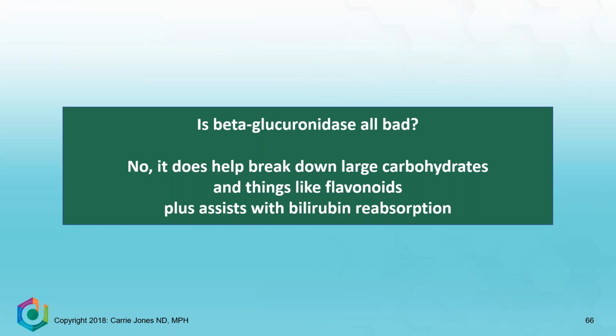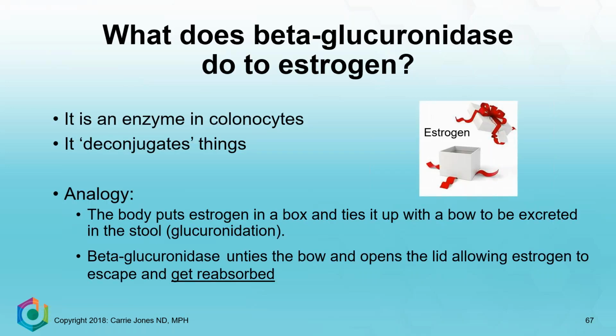So don't think that beta-glucuronidase is all bad. It helps us break down large carbohydrates. It helps us to reabsorb our flavonoids, and it assists with bilirubin reabsorption. So we need some beta-glucuronidase. That's why so many of the gut bacteria we're familiar with can make it. The problem is when it gets to be too much. So what happens is it deconjugates things. That's what it's known for. So it's great for bilirubin, maybe bad for estrogen.